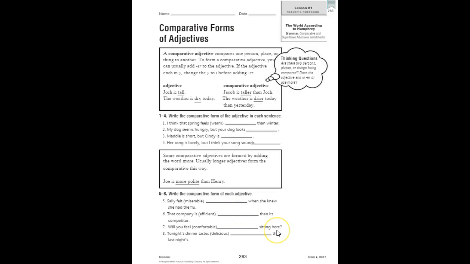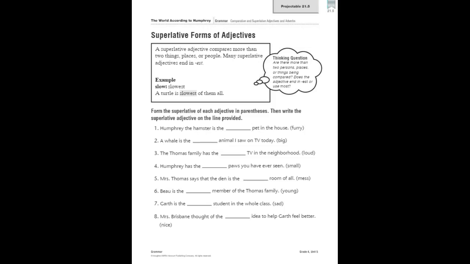Once you finish this, we're going to go on and talk about superlative form of adjectives. So this is the next thing we're going to talk about. We're just going to do both of them all on the same day. Superlative forms of adjectives. A superlative adjective compares more than two things, places, or people. Many superlative adjectives end in est. For this, our thinking question is, are there more than two persons, places, or things being compared? And does the adjective end in est or use most?